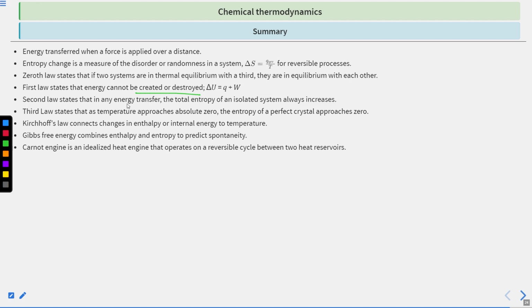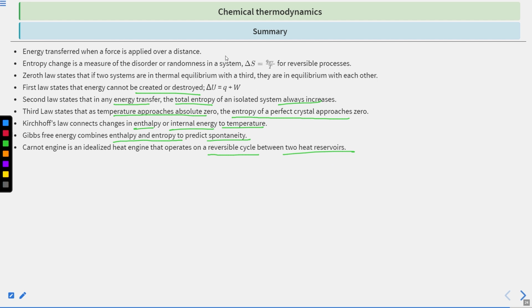Second law states that in any energy transfer, the total entropy of an isolated system always increases. Third law states that as temperature approaches absolute zero, the entropy of a perfect crystal approaches zero. Kirchhoff's law connects changes in enthalpy or internal energy to temperature. Gibbs free energy combines enthalpy and entropy to predict the spontaneity of a process. And Carnot engine is an idealized heat engine that operates on a reversible cycle between two heat reservoirs.